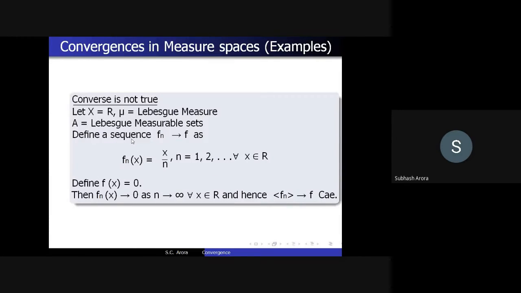So what is the pointwise limit? The pointwise limit is obviously 0. Define f(x) equal to 0. You see, for each fixed x, when n tends to infinity, it tends to 0. So Fn(x) converges to 0 as n tends to infinity for every x belonging to R, and hence Fn converges to f almost everywhere.